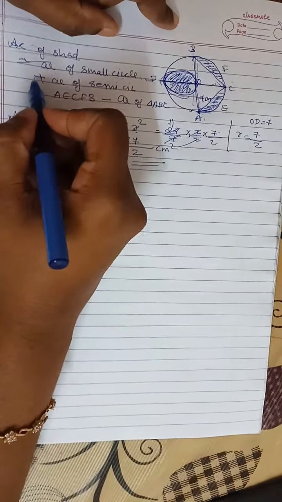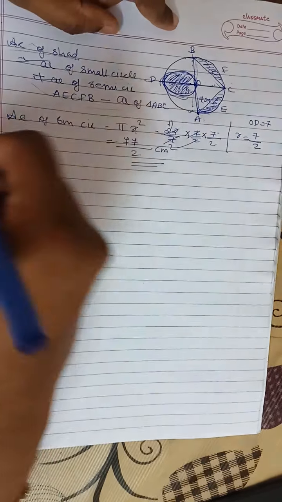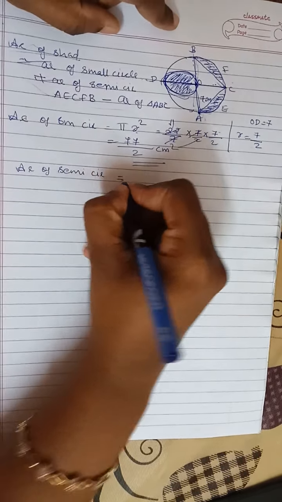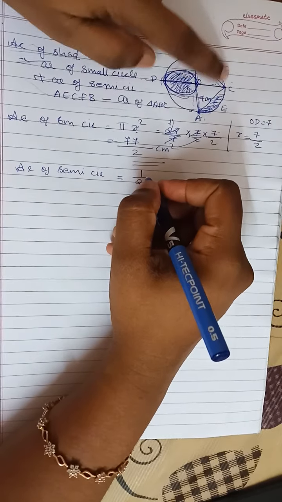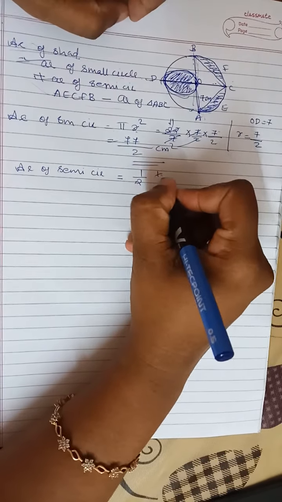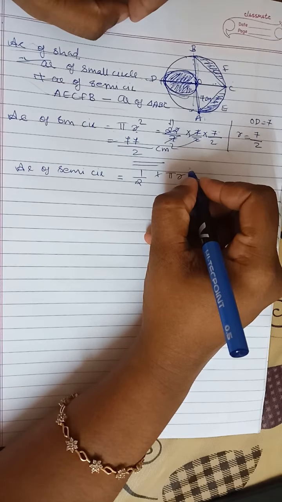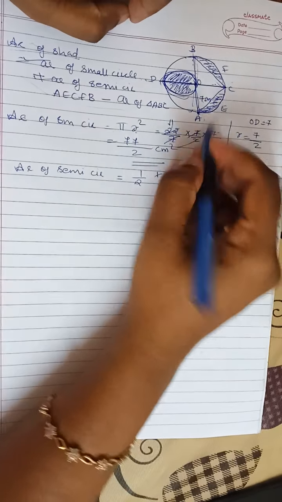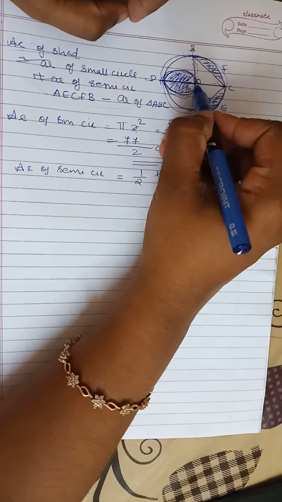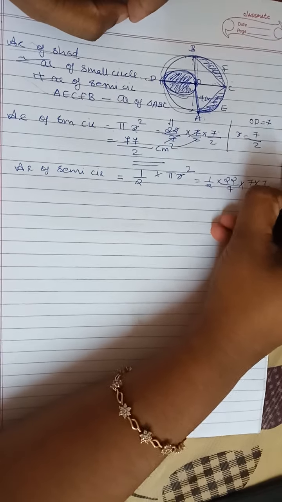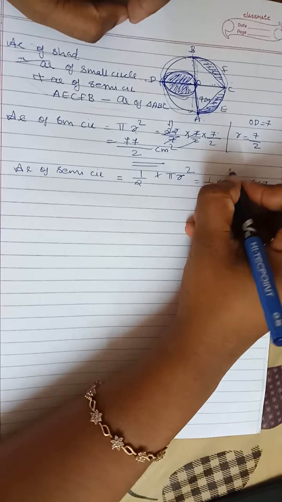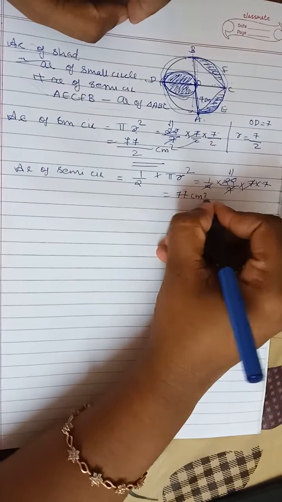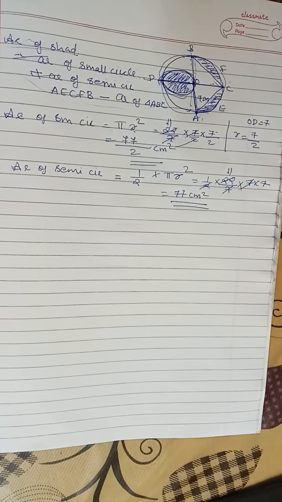So the first portion is over. Next we have to calculate the area of the semicircle. What is the equation? This is half of the circle, so half of the area of the circle, pi r square. So half into 22 divided by 7 into, what is the radius of this bigger circle? That is 7, so 7 into 7. 7, 7 cancelling, 11 comes here. So 11 into 7, 77 centimeter square is the area of the semicircle.